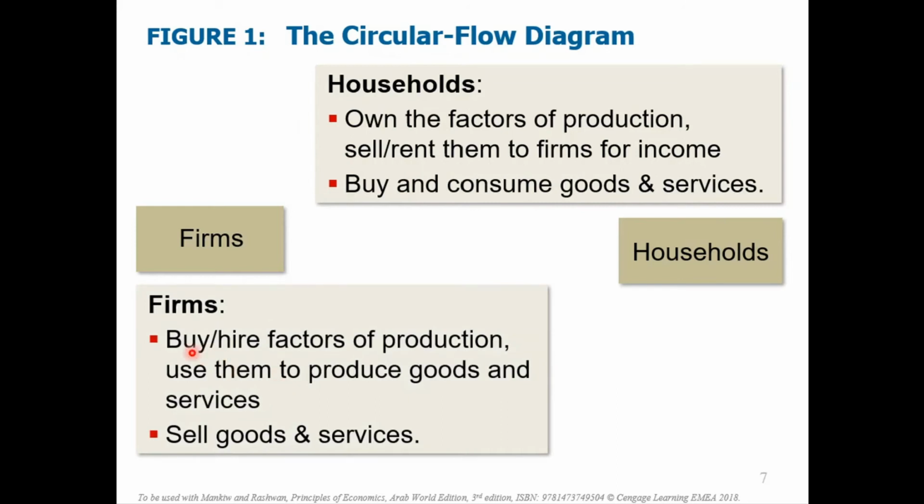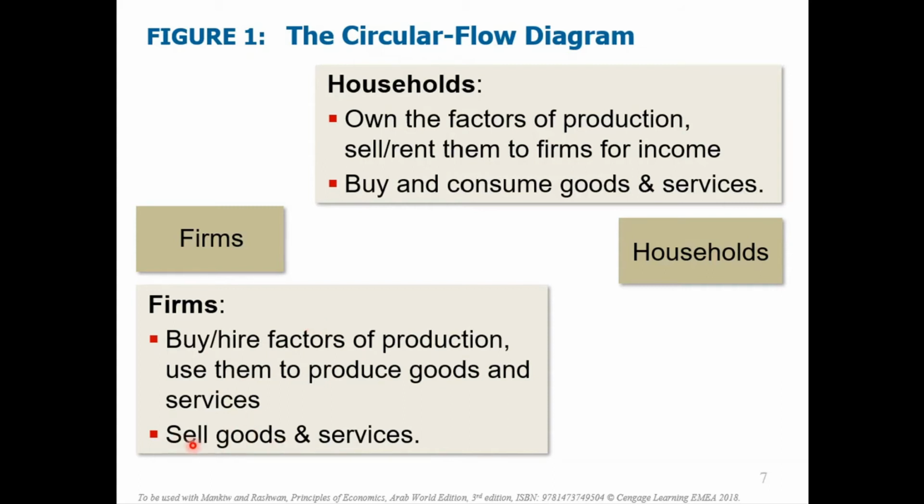Firms, at the same time, also have two roles. They buy or hire factors of production. For example, they buy a land from households or people, or they rent a land from people. Also, they hire people, because usually when you want to produce something, you need people. Whether they buy or hire factors of production, they use them to produce goods and services. Also, when they produce something, where do they go?